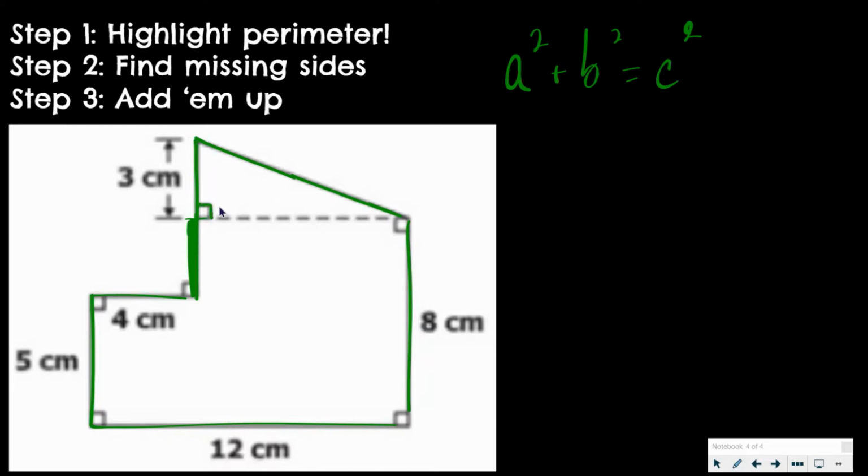I have a right triangle here. Across from that right angle, I'm missing this side. So I am going to find C in that right triangle so that I can eventually put that together with the rest of that perimeter. Let's find this side first.